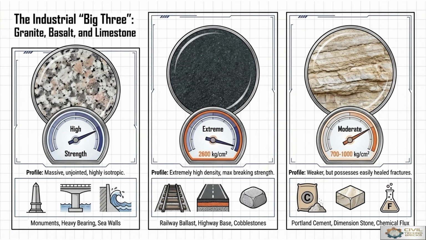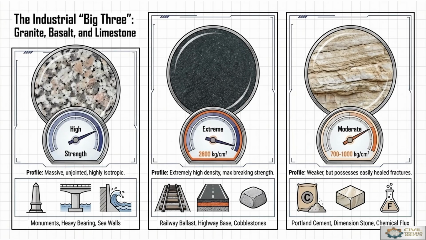Next one will be the industrial big three: granite, basalt and limestone rocks. So three types of rocks are considered: high strength granite, extreme basalt, and moderate limestone. So what is the profile for granite? It is massive, unjointed and highly isotropic, which is useful for construction of monuments, heavy load bearing structures or retaining walls.